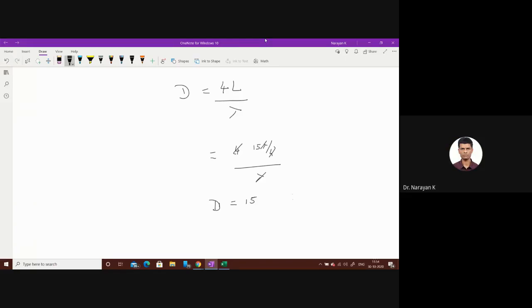Tell me in dB. Directivity in dB is 11.76.